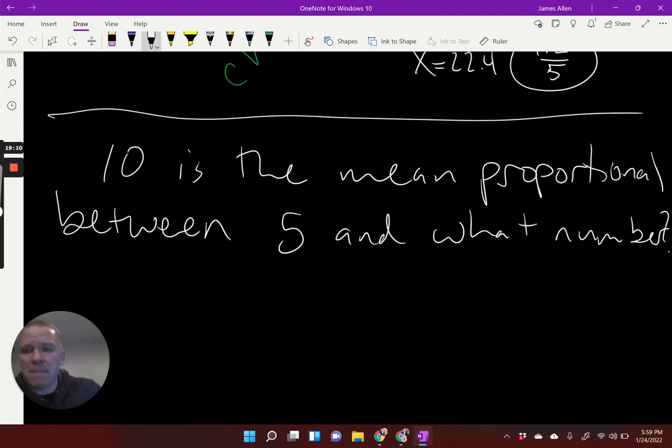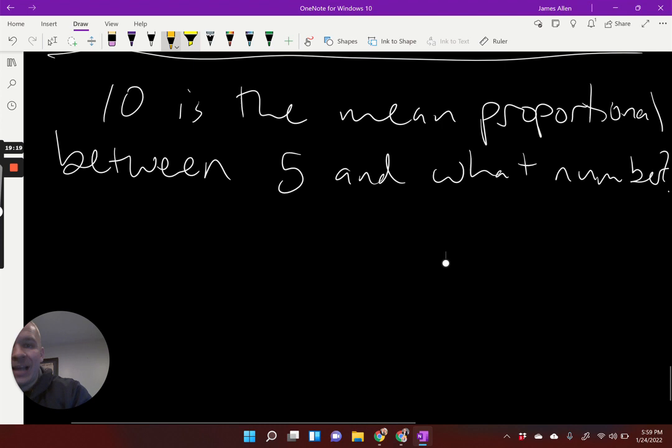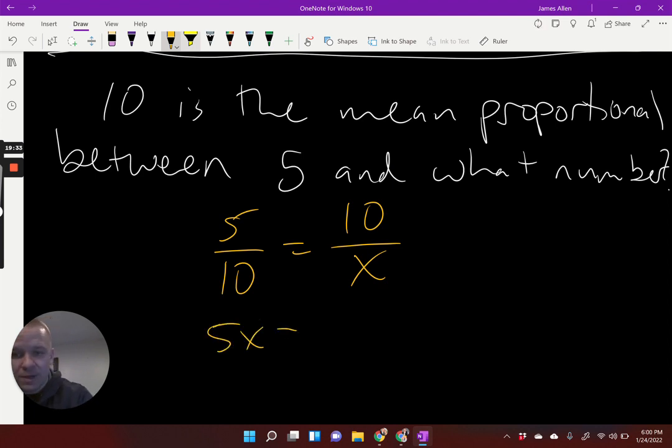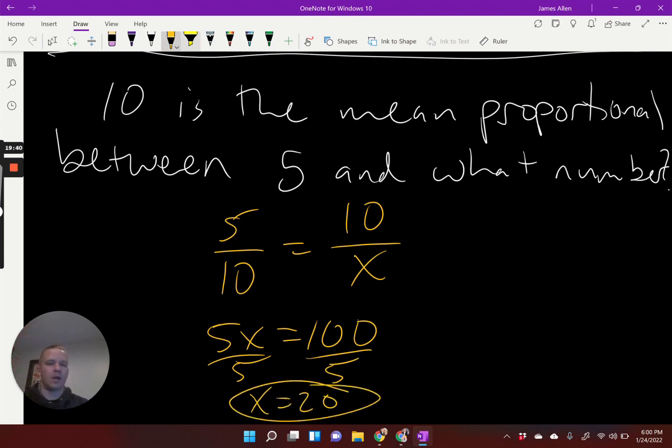All right, 10 is the mean proportional. Remember, mean proportional, geometric mean, they mean the same thing. 10 is the mean proportional between 5 and what number? So I know my mean proportional now. So in my proportion here, 10 is in that spot. Now, 5 is the smaller number, so I'll pop it up here, and then I've got my X. So now I've got just some cross multiplication again. 5X equals 100. Divide by 5. Get X equals 20. There we go. That was a quick one.